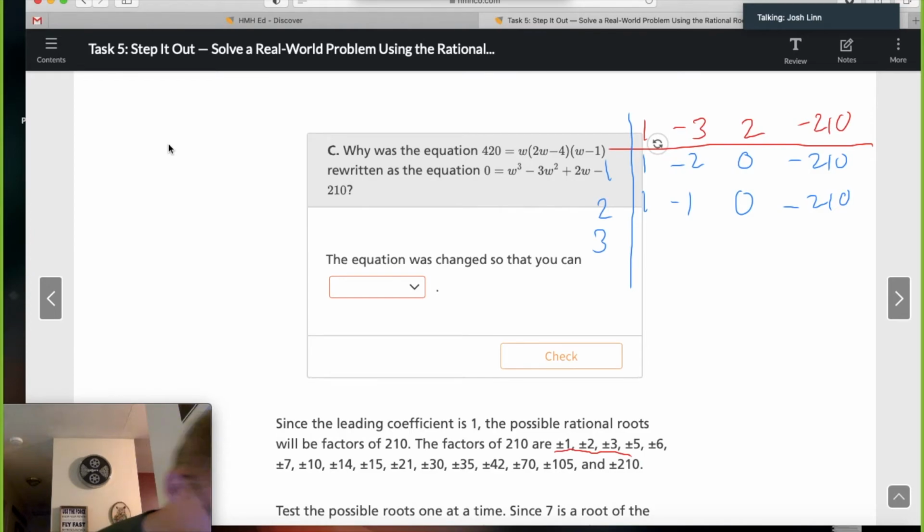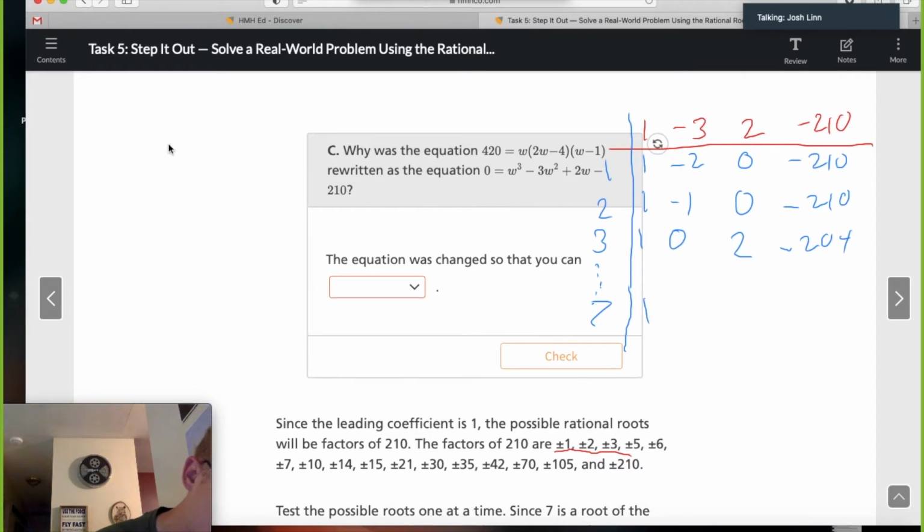So 3 was one of our factors, right? So bring the 1 down. 1 times 3 is 3. So minus 3 is 0. 0 times 3 is 0. So we got 2. 2 times 3 is 6. So we're going to have negative 204. And keep going. And my spidey sense is telling me that 7, I looked ahead, is going to work.